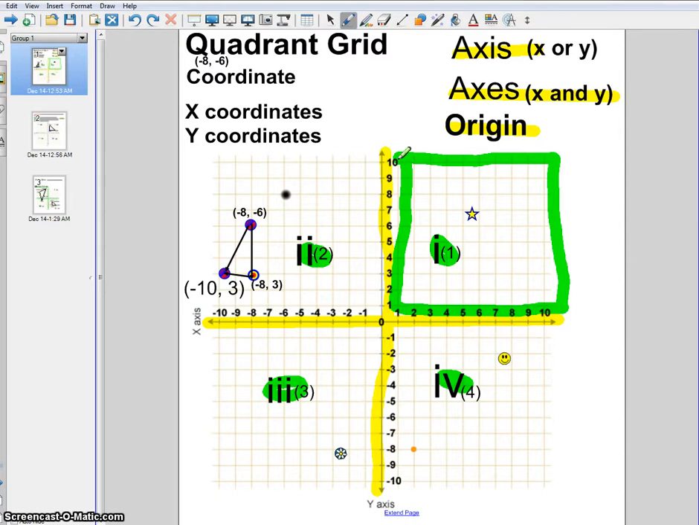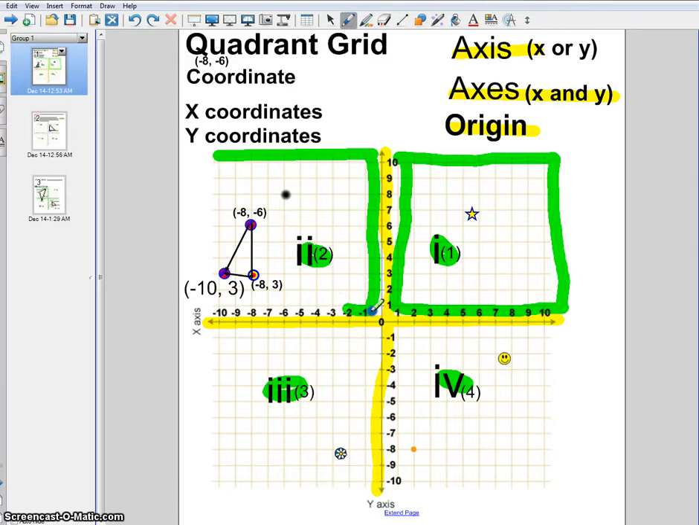Tell me something, or tell yourself rather. What kind of coordinate pair would you need to write to mark a coordinate in quadrant 1?